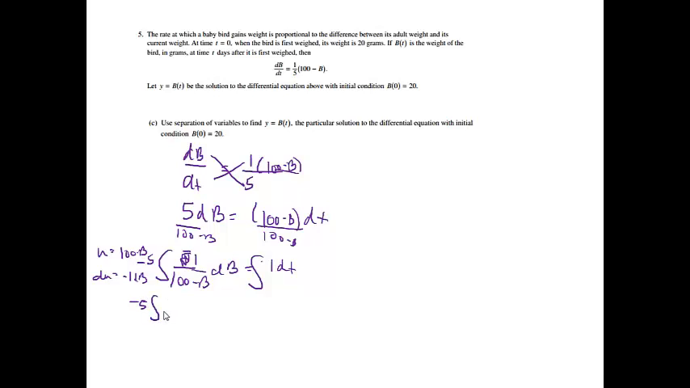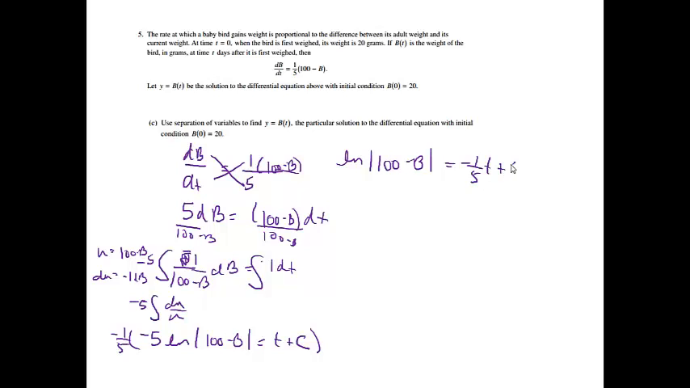So this will be now negative the integral of du over u, and that is equal to the natural log, so it's going to be negative 5 natural log 100 minus b. And then the right side, the integral of 1 is just going to be t plus c. I'm not quite ready to do the logarithm loop yet because I need to get rid of the negative 5, so I'm going to multiply the entire equation by negative 1/5. And when I do that, I'll get the natural log of 100 minus b is equal to negative 1/5 t plus c. I now can do the logarithmic loop, and when I do that, I'm going to get c e to the negative 1/5 t is equal to 100 minus b.